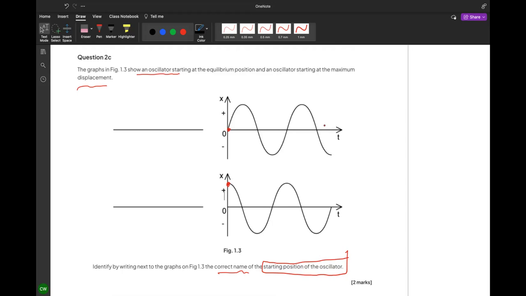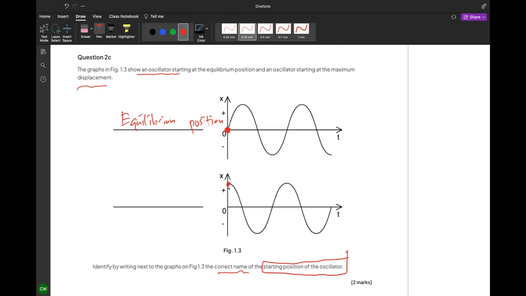Y-intercept. Any other name for this? Equilibrium position. Okay, remember, this is equilibrium position. That's why you don't play with A2. Later you know nothing and you die, I tell you.